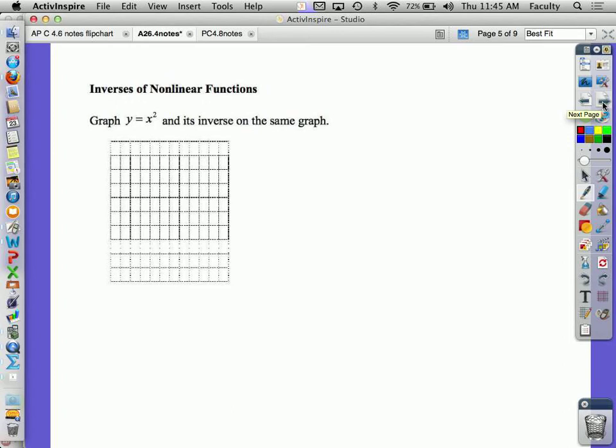Good. All right, inverses of nonlinear functions. It says graph y equals x squared and its inverse on the same graph. All right, well, let's start with y equals x squared. In chapter 4, we spent the entire chapter on parabolas, and this is the parent function. So you should remember how to graph this.